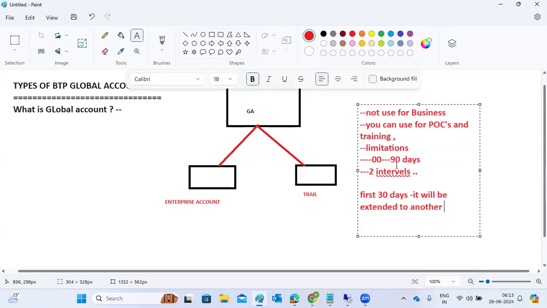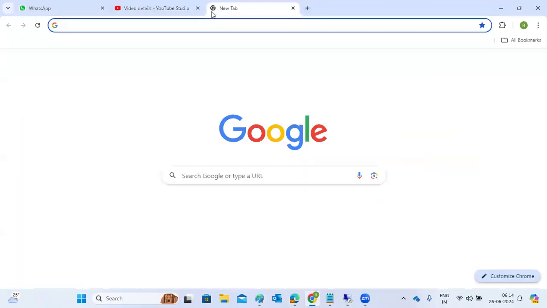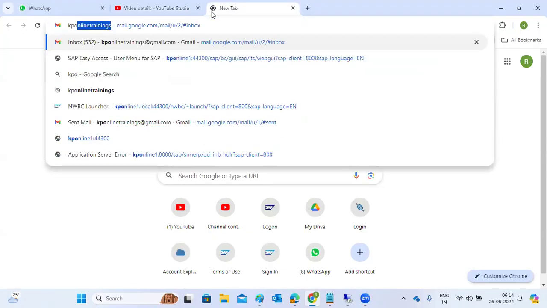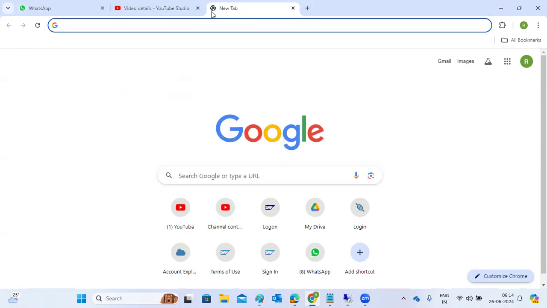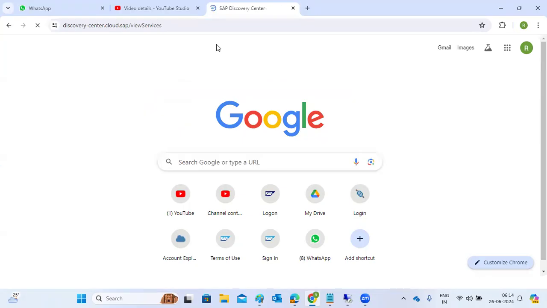With the trial account you can only use the free trial, always-free options. As I said, we have some limitations in using the trial accounts, because only the trial services, the free services, are available here.